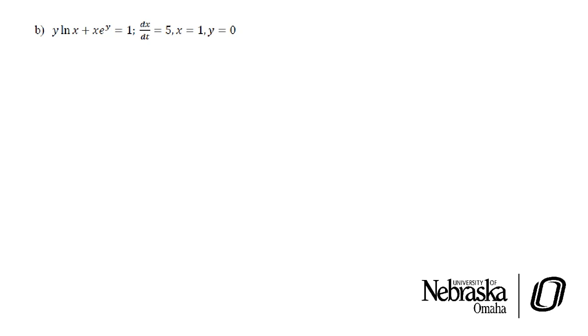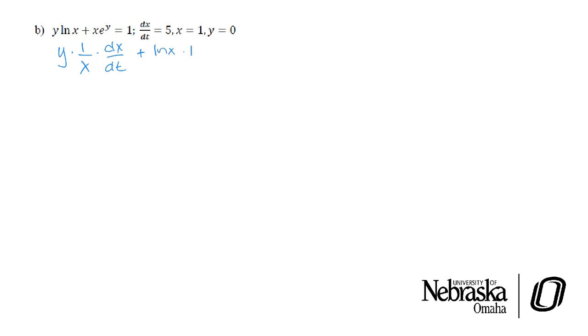Now, in this case, we do have to apply the product rule, right? We have a product y times natural log of x, and then x times e to the y. So when we do this, we would have the first term times the derivative of the second, so the derivative of natural log of x is 1 over x, but then we also have dx/dt, plus the second term times the derivative of the first.